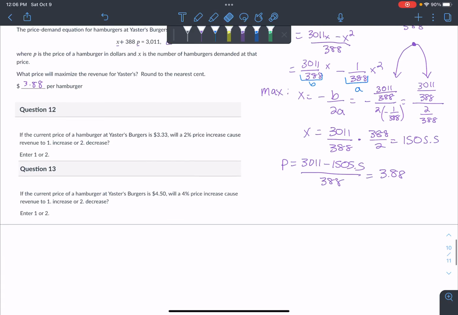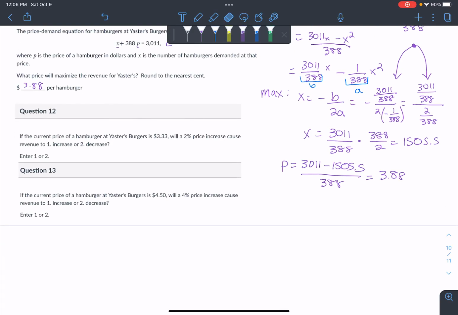All right, for the second question, if the current price is this, how will a 2% increase in the price affect the revenue? And 13 is also similar. We have a different price and a different amount of increase in price. So this has to do with the elasticity of demand. I believe this was section 10.7.